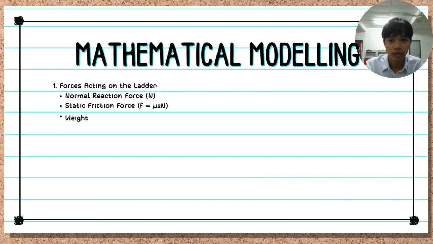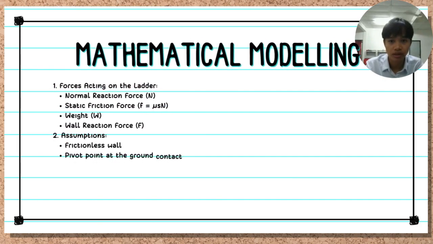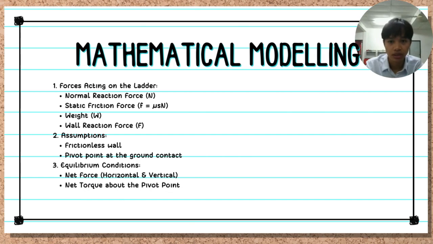For mathematical modeling, there are four forces acting on the ladder: the normal reaction force, the static friction force, the weight, and the wall reaction force. There are two assumptions: a frictionless wall, and a pivot point at the ground contact. For the equilibrium condition, the net force is zero horizontally and vertically, and the net torque about the pivot point is zero.